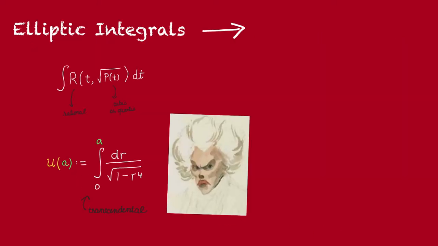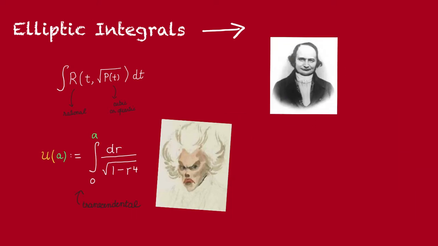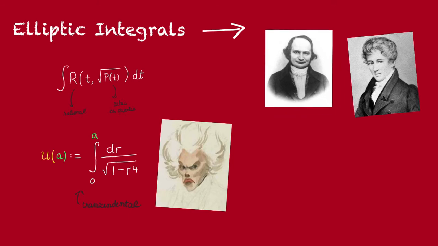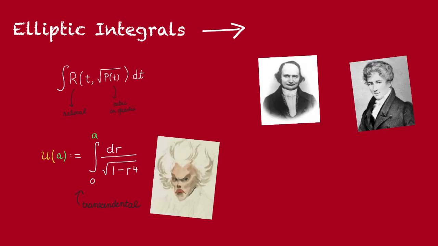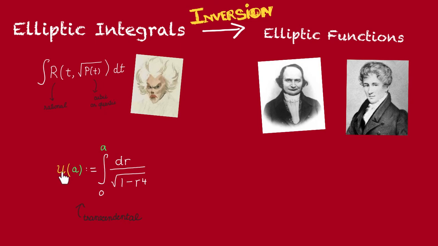He used this approach to study these elliptic integrals for a long time, thinking of them as transcendental functions of this upper limit. Then, in his later years, suddenly two younger mathematicians came on the scene and brought about a completely new approach. Both of them came up independently with the idea of inversion. It turns out that the right objects to study are the inverses of these elliptic integrals, which we nowadays call elliptic functions. Instead of viewing u as a function of a, like Legendre did, Abel and Jacobi view a as a function of u.